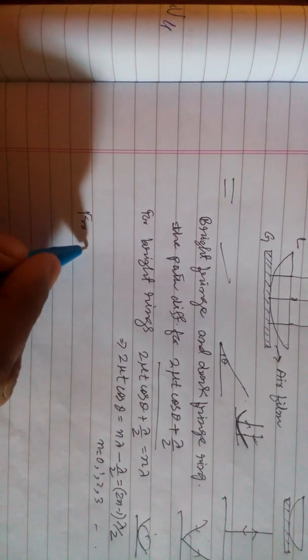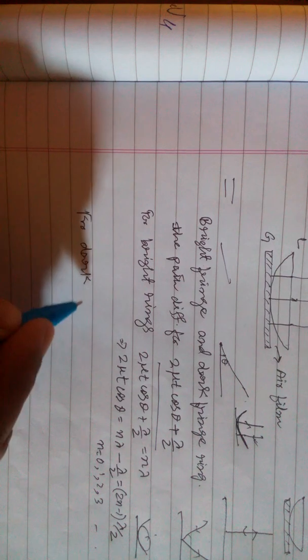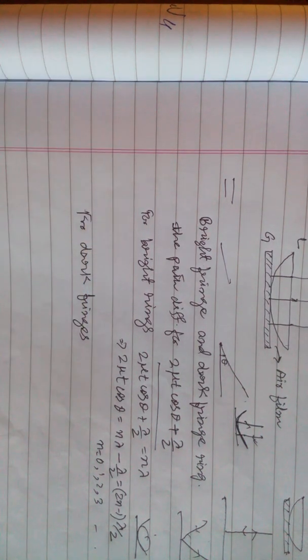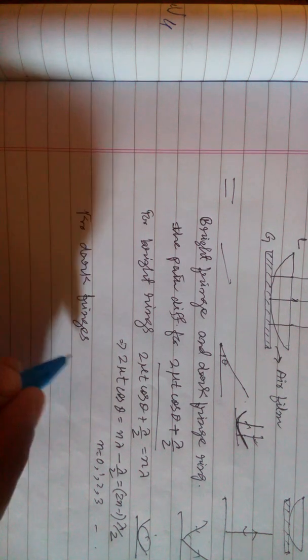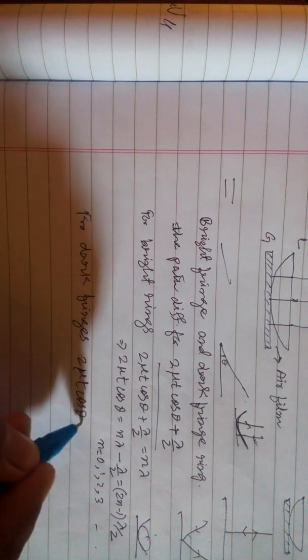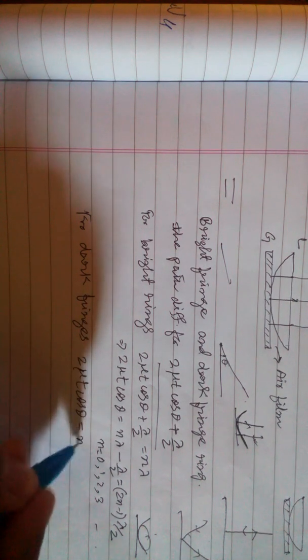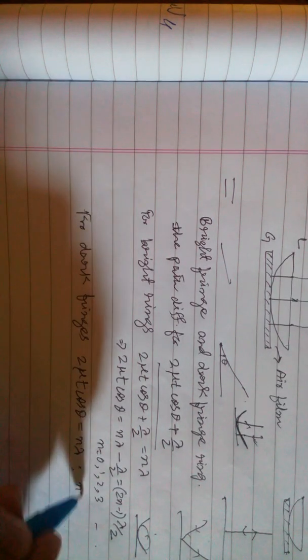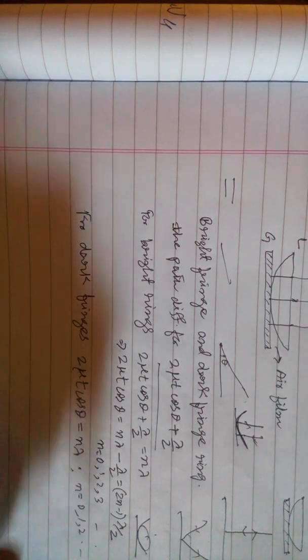Similarly for dark fringes, what happens? 2 mu t cos theta, that means the path difference, the condition for dark fringes is n lambda. So here also n is equal to 0, 1, 2 and so on.